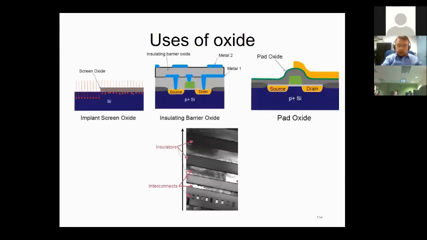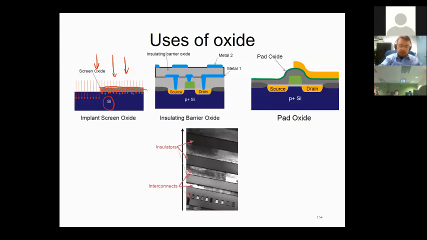Another use of oxide is for masking. So that's another critical use. So you see, we're going to introduce our dopants, highly energetic ions, from the top onto our silicon wafer. And we'd like to block the penetration of these ions into silicon in certain regions.